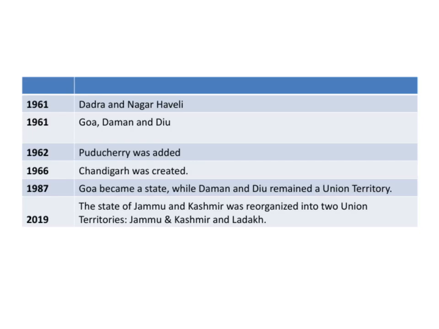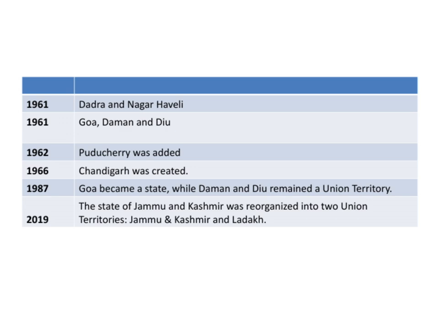So, looking at the timeline here, in 1961, Dadra and Nagar Haveli became part of India. That same year, Goa, Daman, and Diu also joined the country, marking a significant expansion of our territories. Then, in 1962, Puducherry was added to the Union, completing the integration of these French territories.